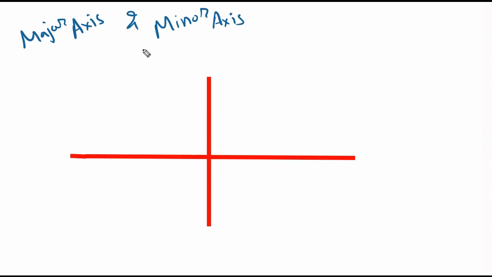Okay, major axis and minor axis of an ellipse. Say AB is the major axis, CD is the minor axis. Okay, as C is the point on the ellipse, the sum of its distances from two fixed points must be the same. So let's say F1 and F2 are the two focus points. So the distance between F1 and F2 we have to find out.